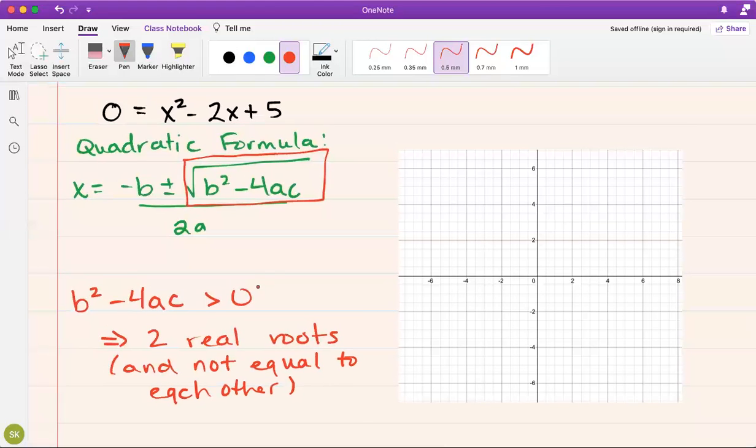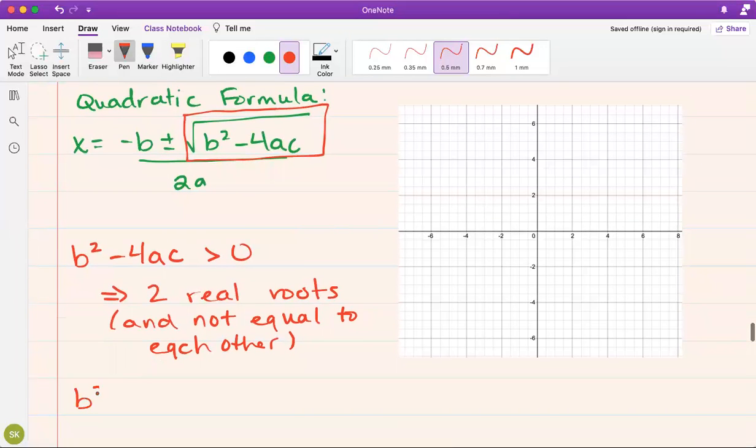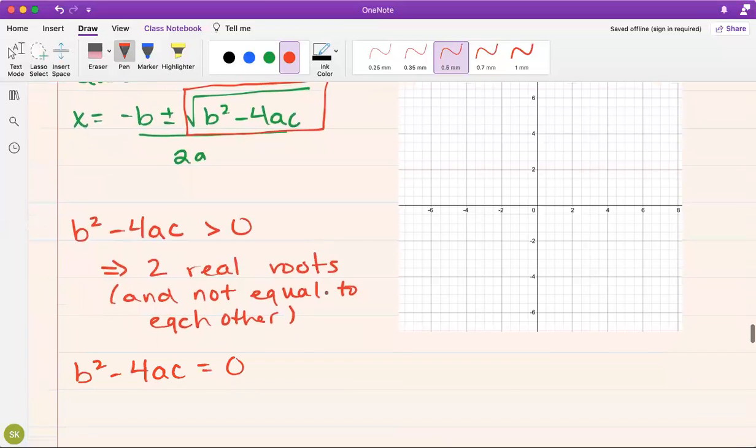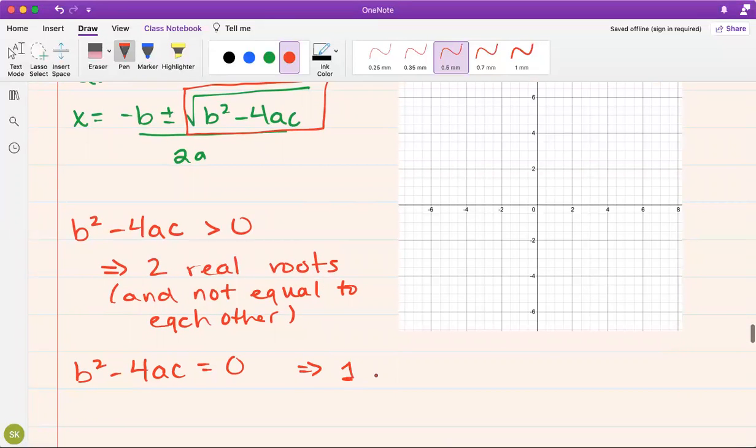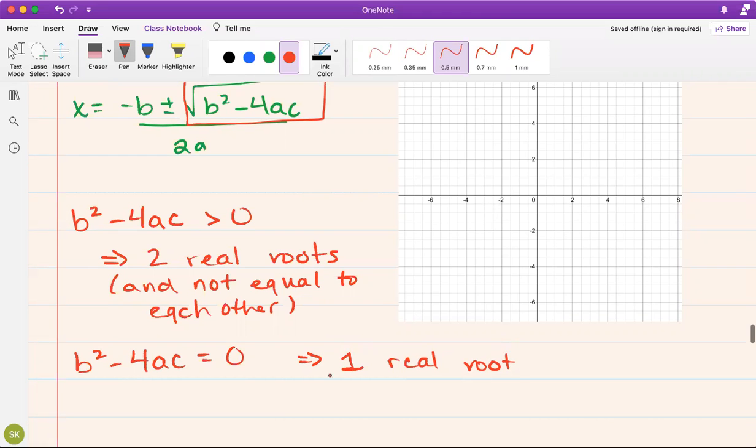Why wouldn't we get just one root? Because we're going to have negative something plus that number, and then negative of something minus that number. So we're going to get two different numbers here. If you have b squared minus 4ac is equal to 0, then you're going to get one real root, and it's going to have a multiplicity of 2. That means if you factored it, it would show up 2 times. But all you really need to know is that you're going to have one real root.